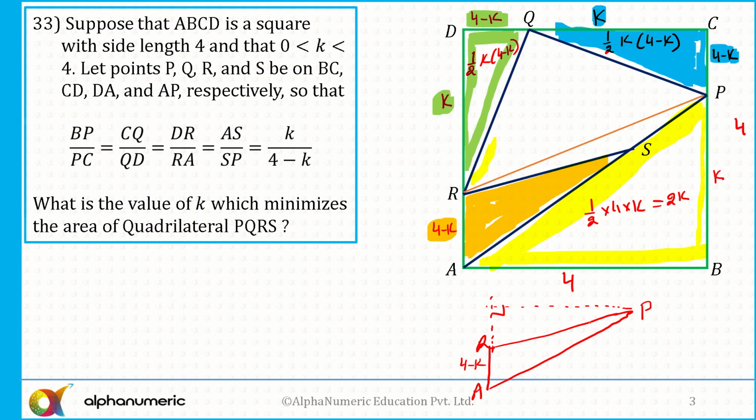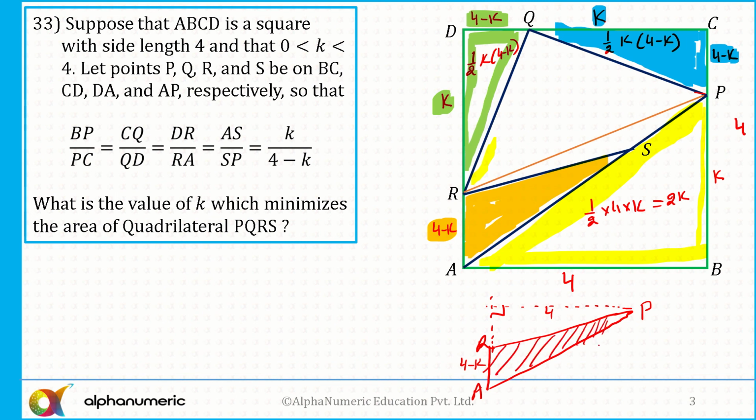So what is the height of this triangle? That will be 4. If I drop a perpendicular from point P, you all can see it here, the height will be nothing but the side of the square, which is equal to 4. So we can find out the area of the triangle ARP. So what is the area of the triangle ARP?